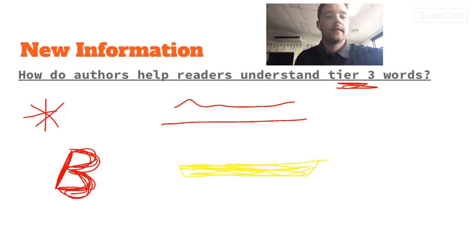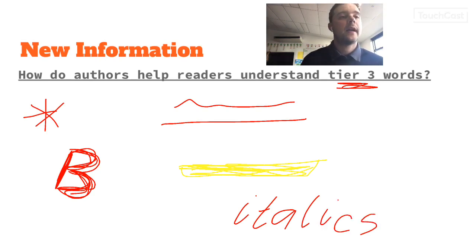They might write a word in italics, which is when the words are kind of slanted like this. They're doing that because they're giving us clues that this might be a tier 3 word. This might be a word you're not sure of.